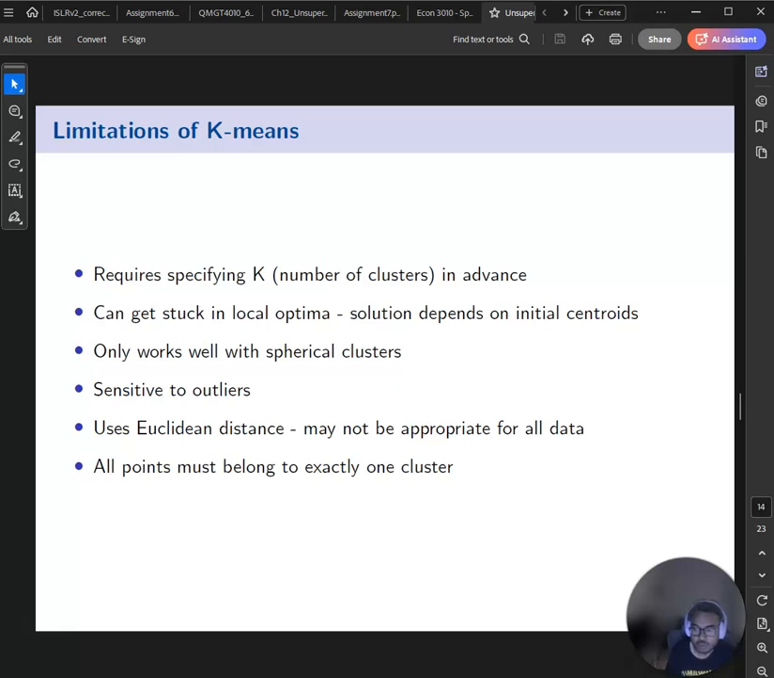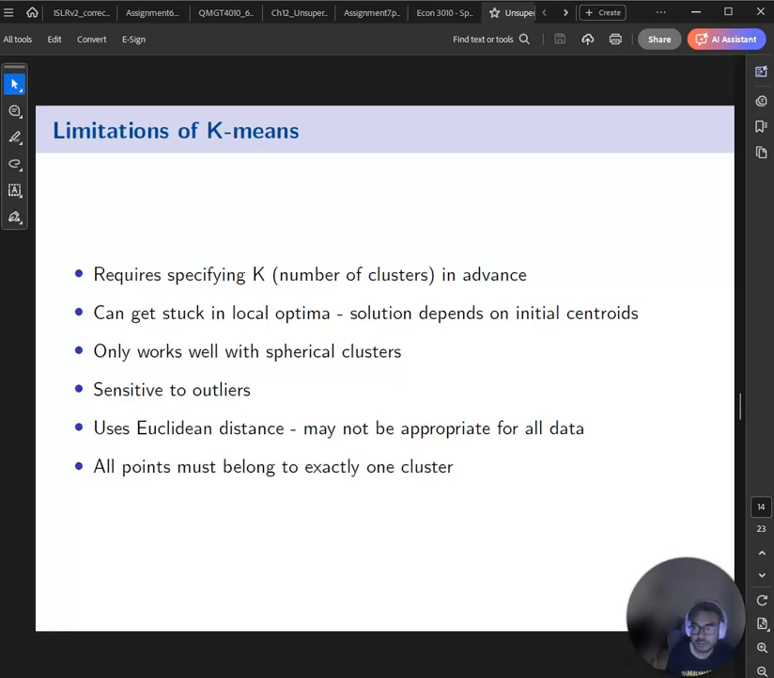Third, k-means works best with spherical clusters that are roughly equal in size. It struggles with clusters of complex shapes or widely varying sizes. And fourth, it is sensitive to outliers. Even a few extreme points can significantly shift the position of a centroid and affect the entire clustering.